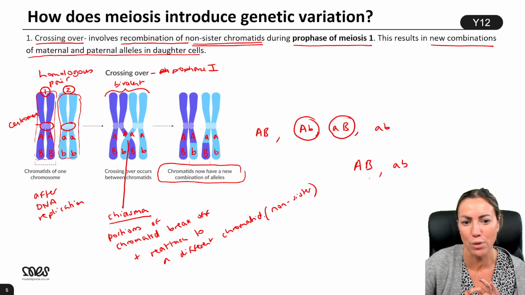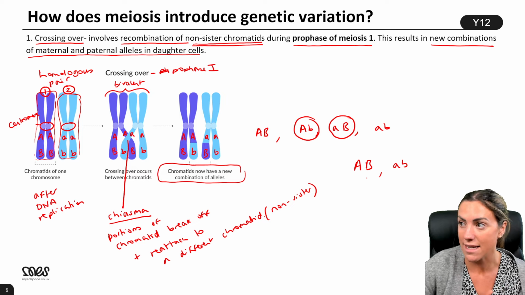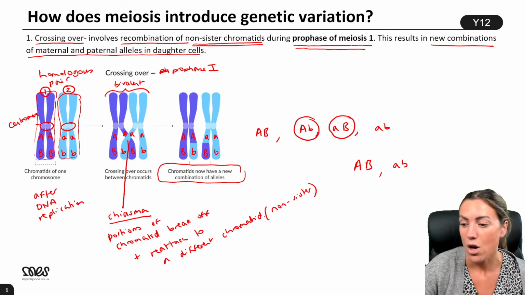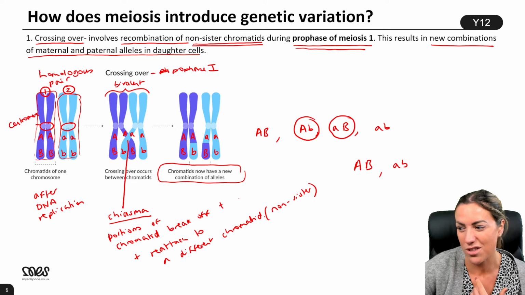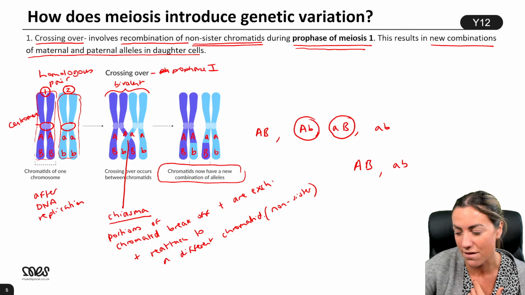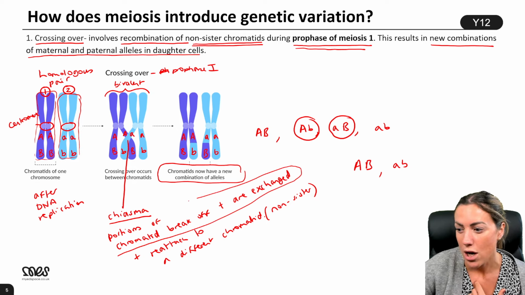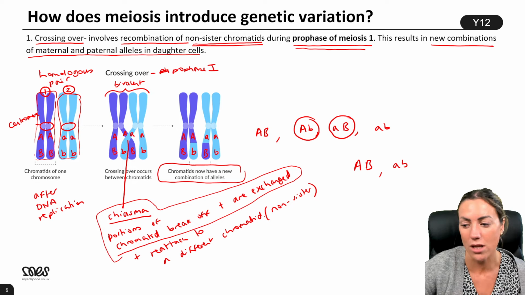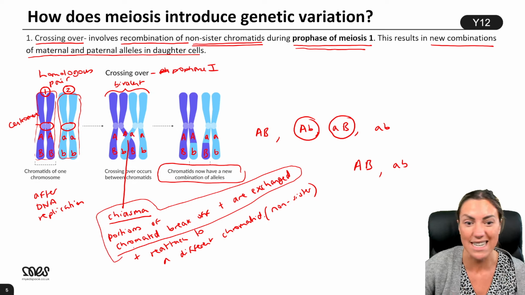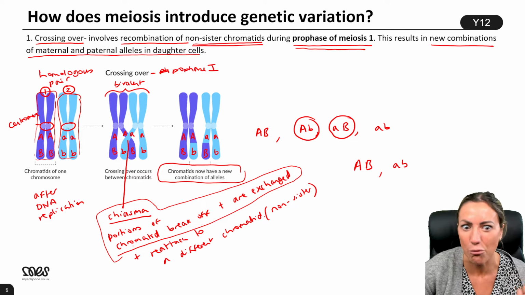Let's just recap key points here. It's called crossing over. It introduces genetic variation into the gametes. It's prophase of meiosis 1. We can say chiasma form, portions of chromatid break off, and you can just say and are exchanged if you want to. That's a nice simple way to phrase it. You get chiasma forming or chiasmata forming, portions of chromatid break off and are exchanged between chromatids, non-sister chromatids if we're being really picky, but you don't really have to remember that for AQA.